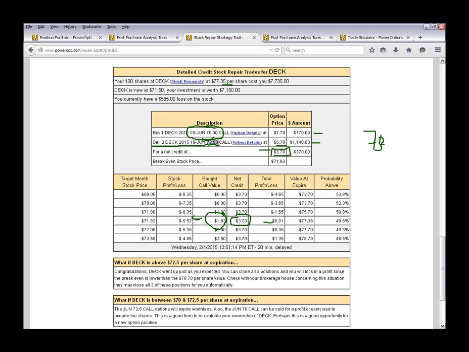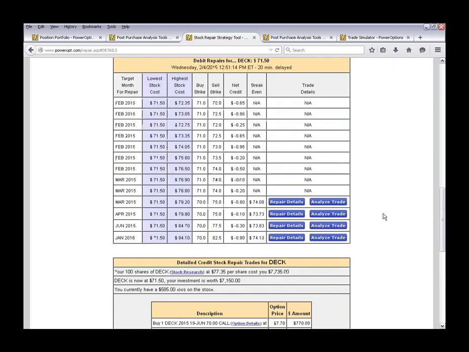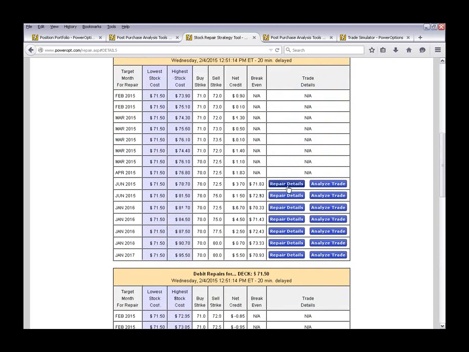We didn't have to go 10 to 12 months out in time. It's difficult to see this sometimes mathematically, but that's what the stock repair tool is building. Let's scroll back up, and there's our repair details. Let's look at Analyze Trade now. Click the Analyze Trade button.